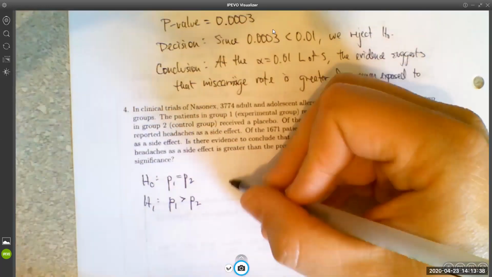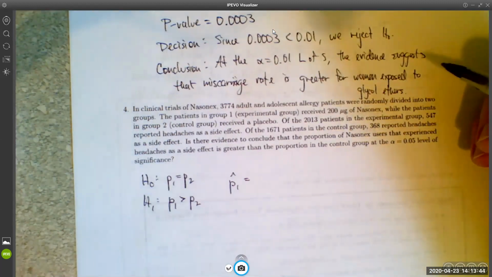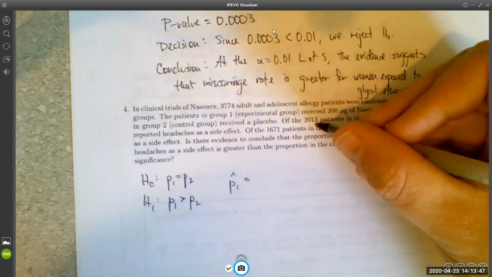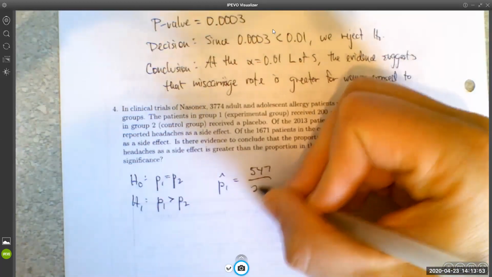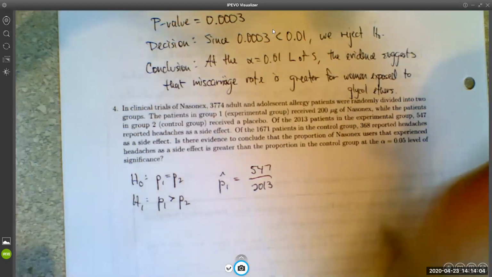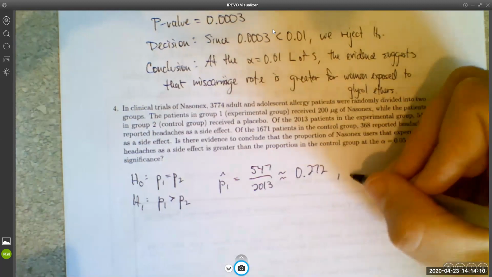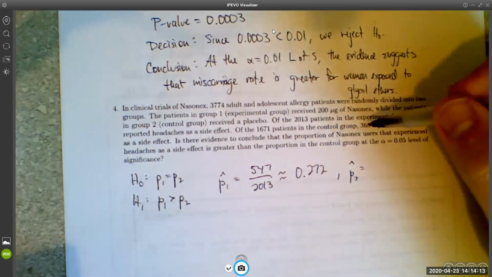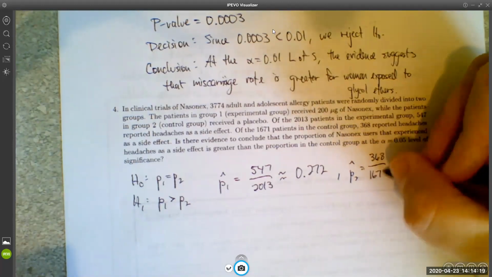Well, what evidence do we have? Well, in the experimental group, 547 out of 2013 said that they experienced headaches. Okay, so that's about 0.272. In the control group, 368 out of 1671 said they experienced headaches.